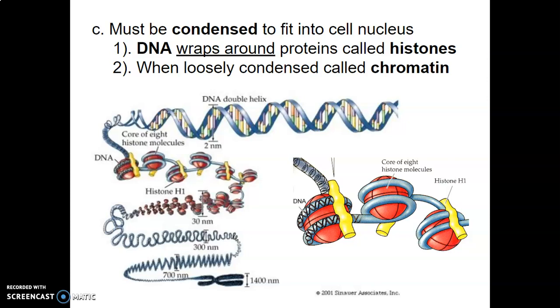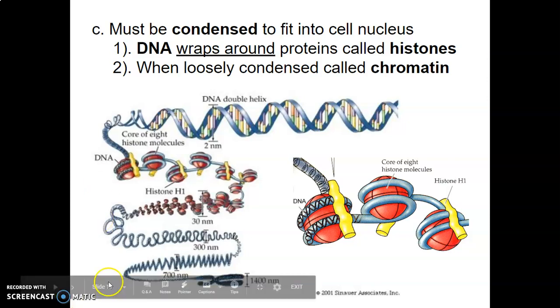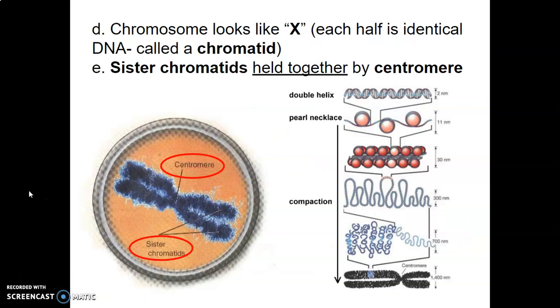When it's loosely condensed, it starts to be called something called chromatin. Chromatin, it doesn't look like those little X's quite so much, but it starts grouping up together around histones. It's kind of like a more organized spaghetti, if you will. So chromatin. Eventually, it will be tightly condensed and packed up together to look like this little X.